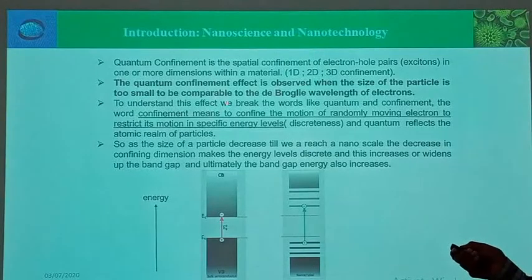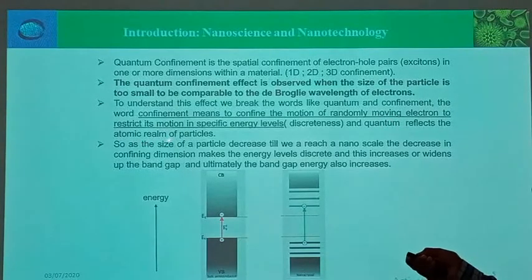And then this effect, we can break this word into quantum and confinement. Here confinement means to confine the motion of randomly moving electrons, to restrict its motion to specific energy levels, meaning you are moving from continuous energy levels to discrete energy levels. This quantum reflects the atomic realm of the particles.